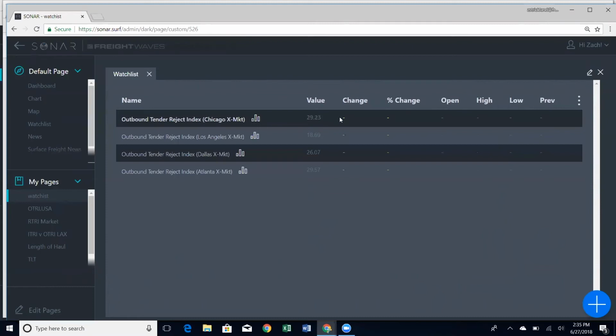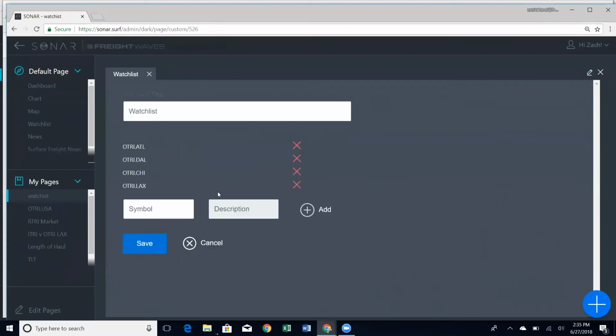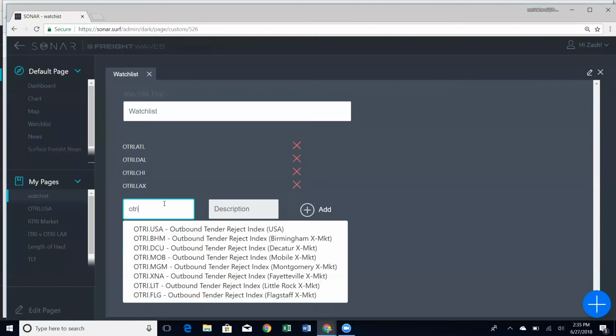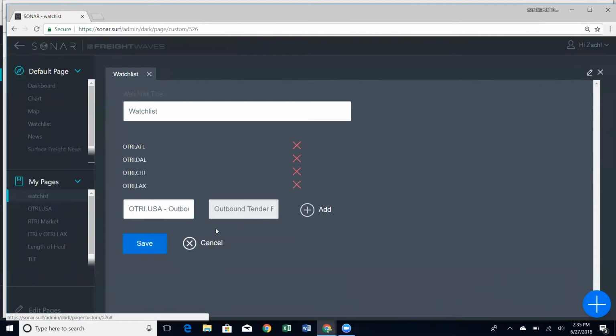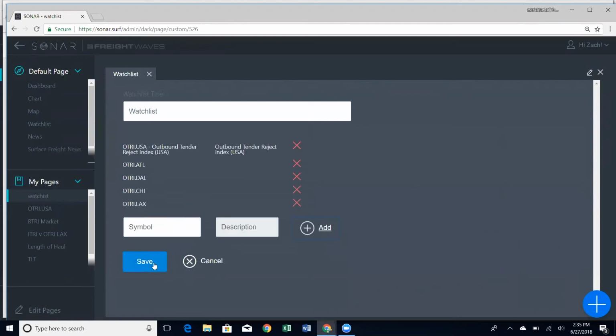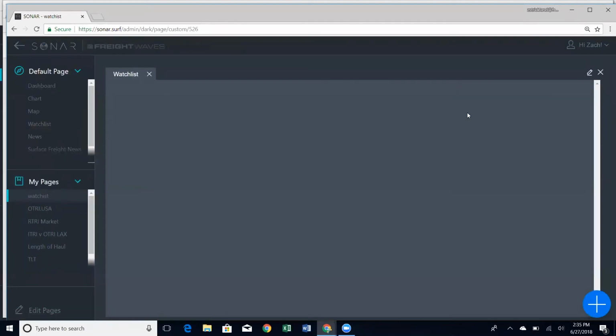Something to note, while we're waiting on this change to come online, like I said, look at the Outbound Tender Rejection Index for the country. I forgot to put it on here, but we can add that real fast. Again, the Outbound Tender Rejection Index is kind of the baseline, because it's probably the easiest to understand from a freight perspective.